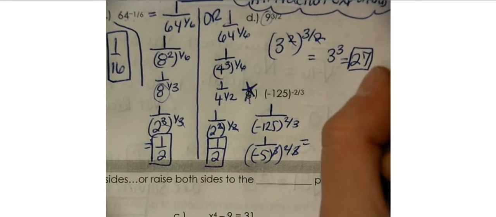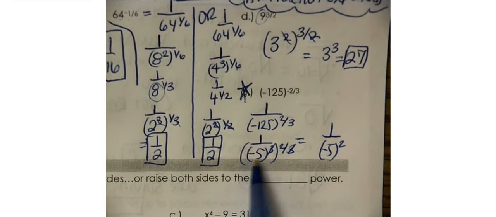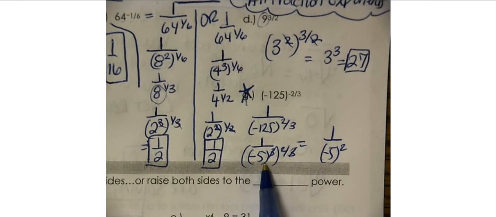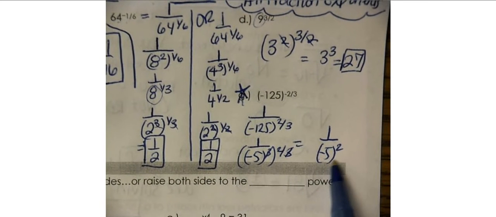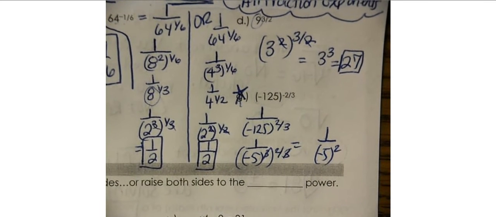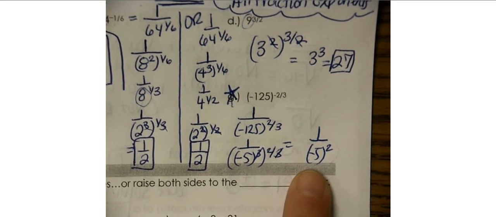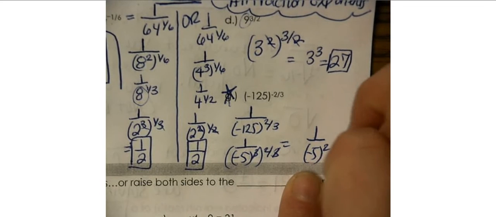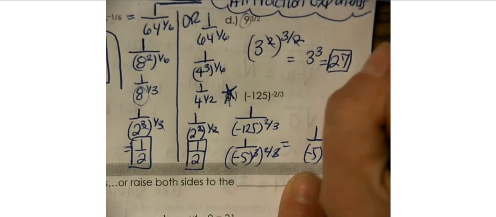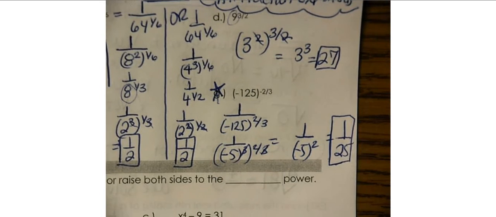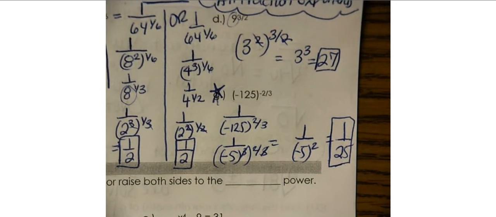The parentheses are important. If you ever have a negative base, always maintain your parentheses, because your calculator, if you don't have them, will give you a negative answer, and it's not correct in this case, because negative 5 times negative 5 is actually a positive 25. So your answer is 1 over positive 25. Please be very careful whenever you have a negative base.